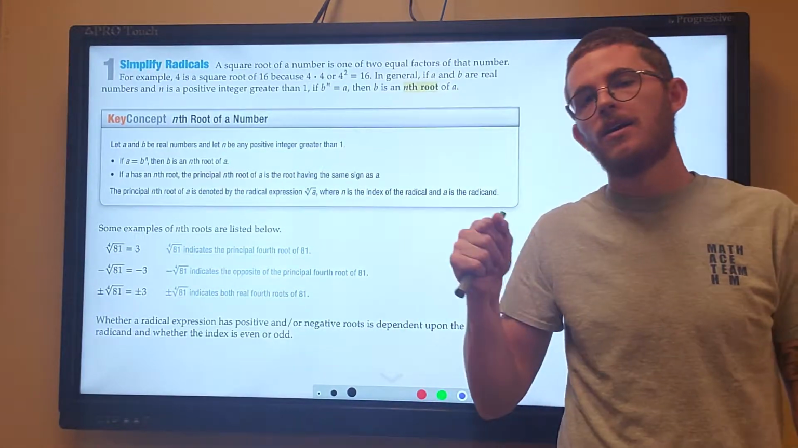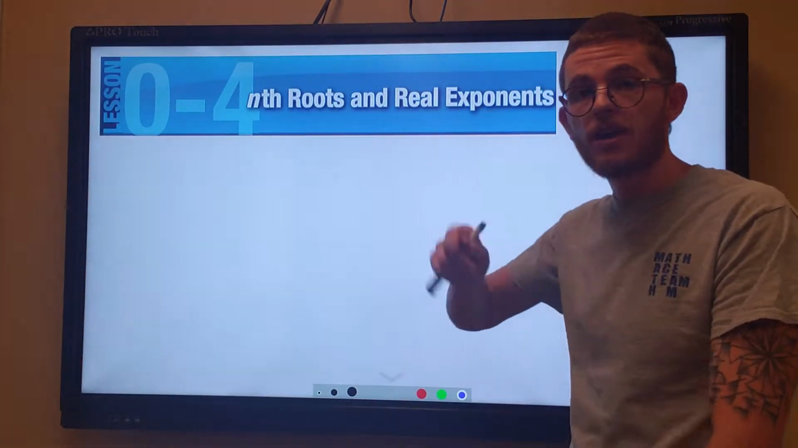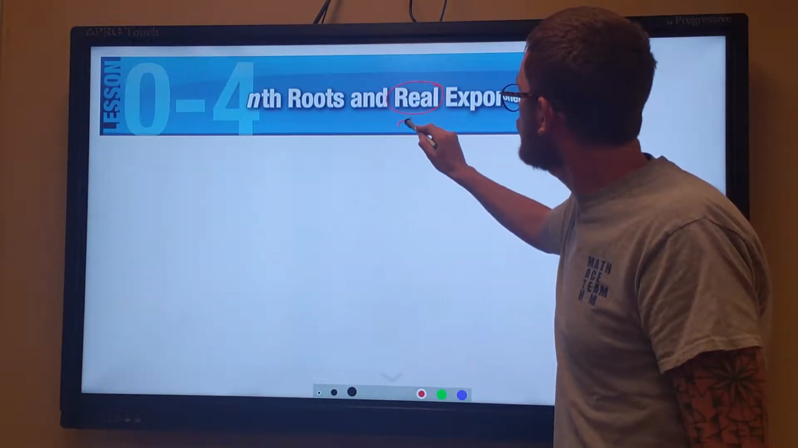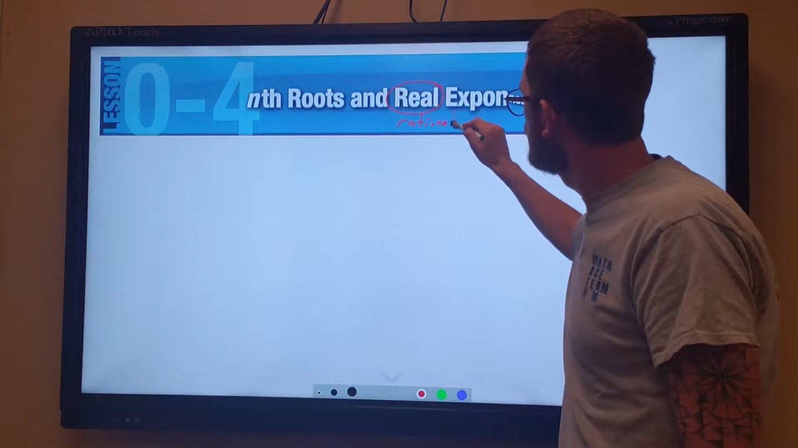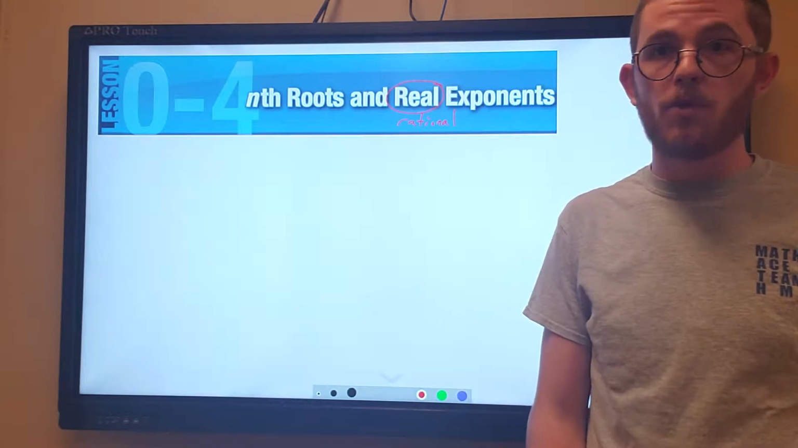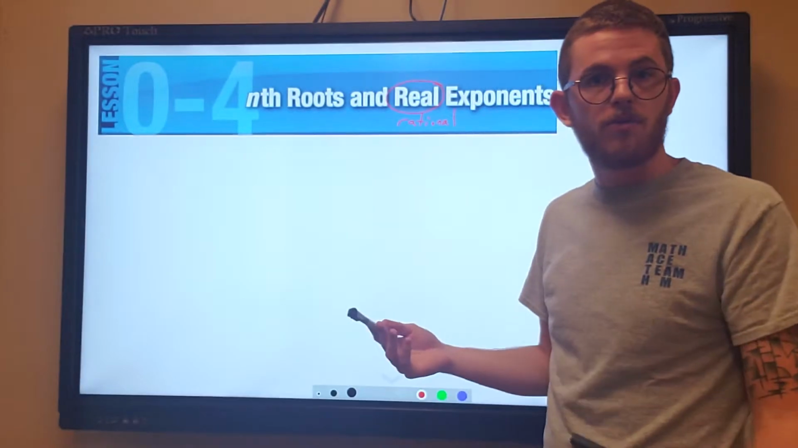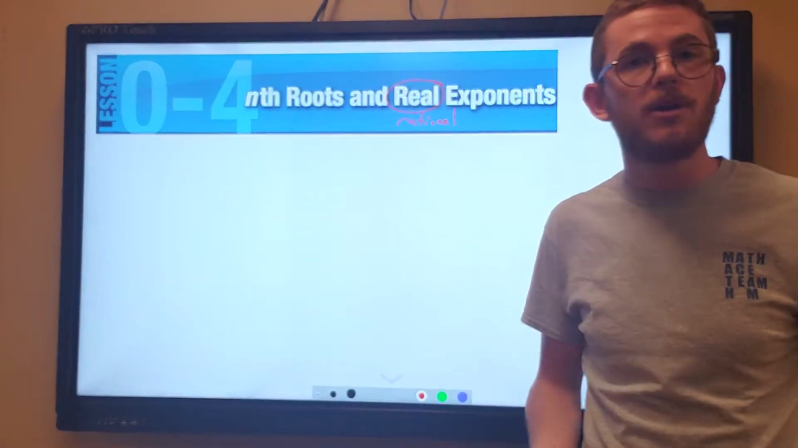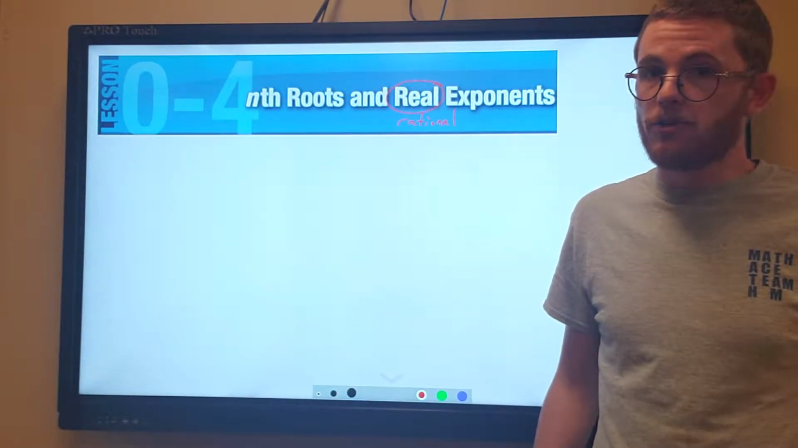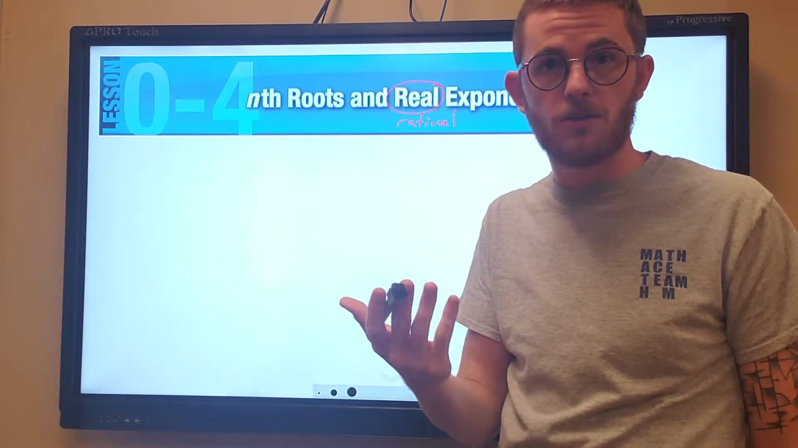We're going to look at nth roots. Just take a look at the title there. We're looking at nth roots and real exponents. And I'm going to say the word rational a lot. We're really looking at rational exponents more than anything else today. Rational exponents are exponents that are fractions. Rational is anything that can be expressed as a fraction, and so we're really looking at fractional exponents a lot today. Nth roots. Let's go ahead and start talking about nth roots.